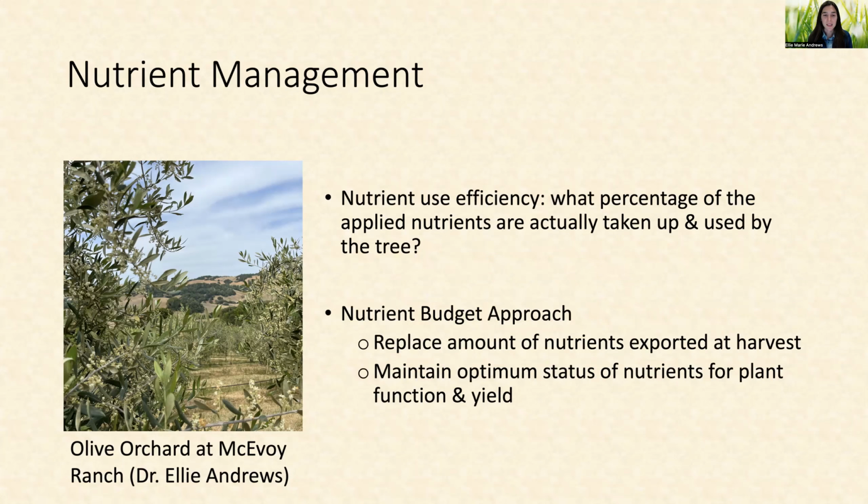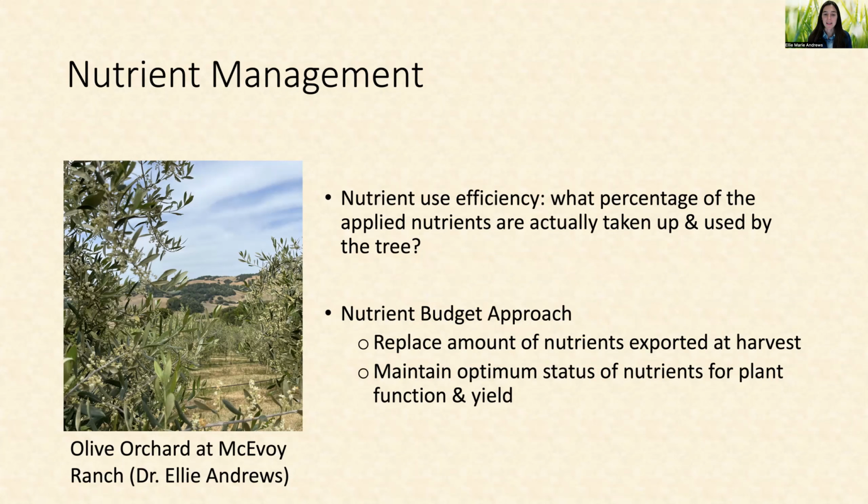So I want to introduce this concept of nutrient use efficiency to help us think about this. So this just means what percentage of the applied nutrients are actually taken up and used by the tree. So this is just something good to have in the back of your head. How do I make sure that the highest fraction possible is actually used by the tree and doesn't leach off site? And I like thinking about it with this nutrient budget approach, which is, again, a concept borrowed from agriculture, but I think is really helpful framing.